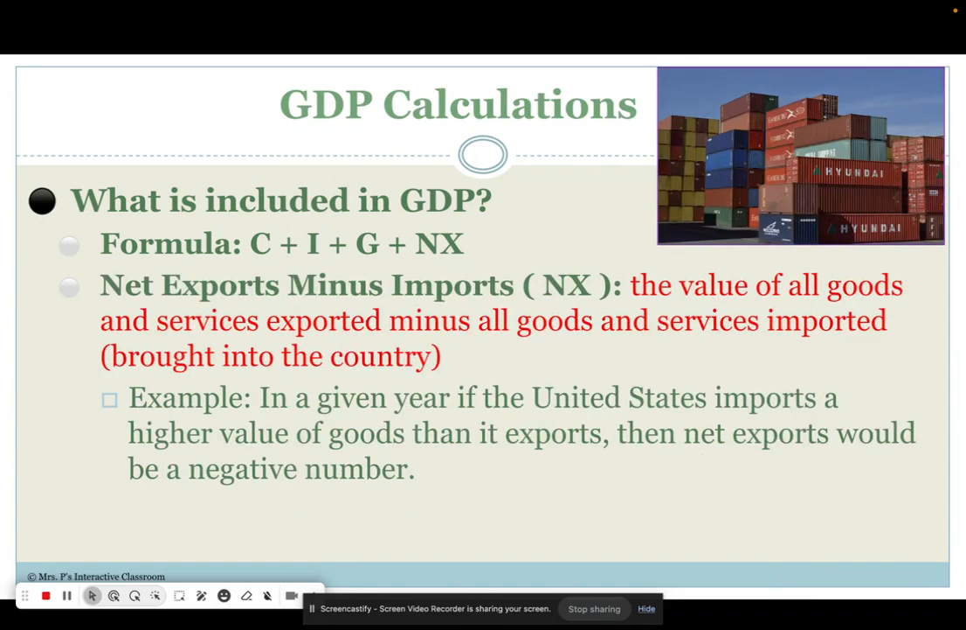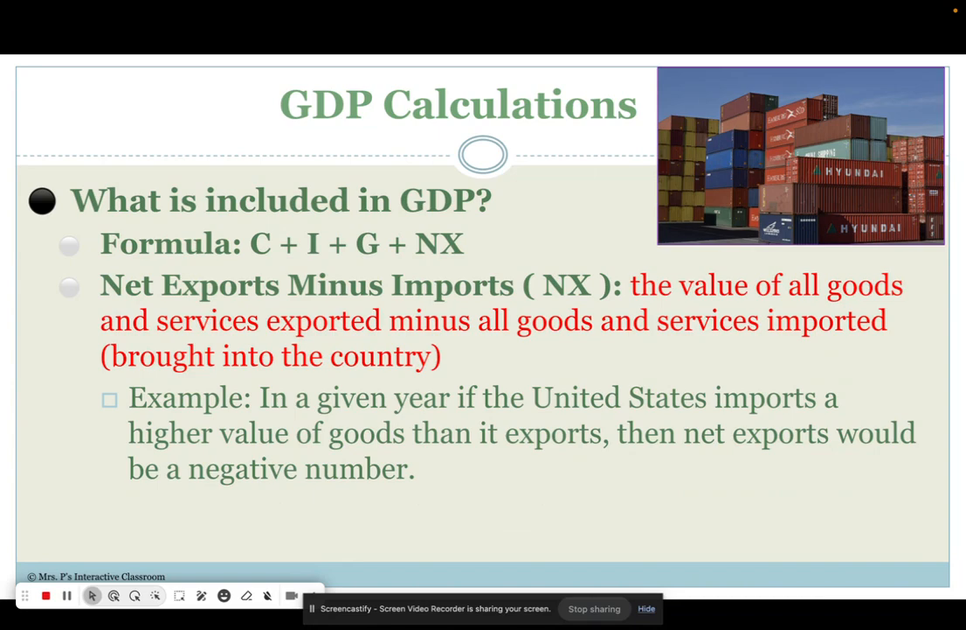All kidding aside, moving on to net exports minus imports, right? So you want to export more than you import, obviously. The value of all goods and services exported minus all goods imported, so brought into the country. Things that are imported are actually not counted towards, it's actually negative into a country's GDP.